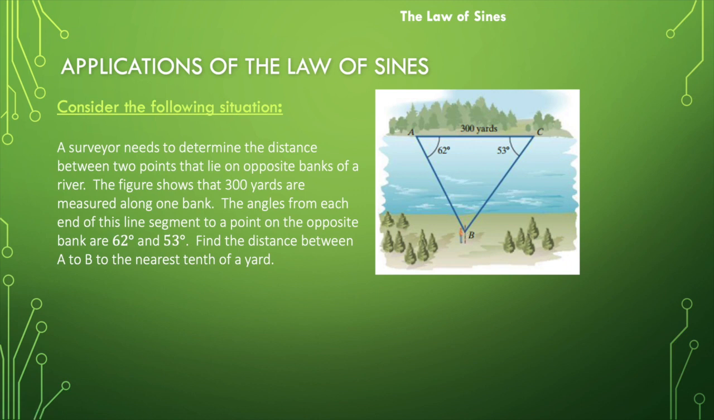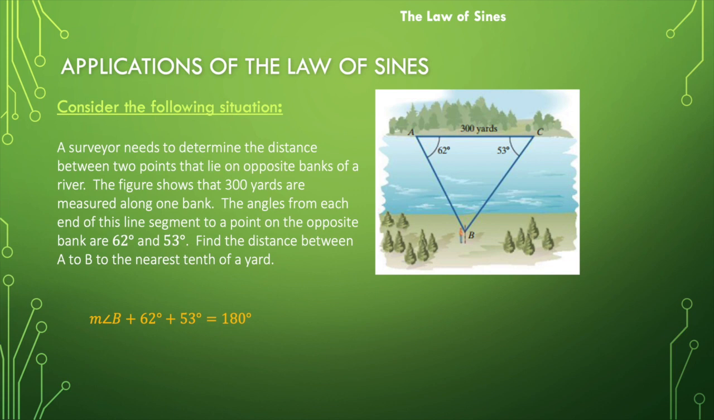Okay, so we are really looking for the length of this side, also known as side C, right? And we know the measure of angle C. So it looks like this is a good candidate for the law of sines if we set that equal to 300 yards over the sine of angle B, right? But first we would have to find the measure of angle B. So let's go ahead and do that.